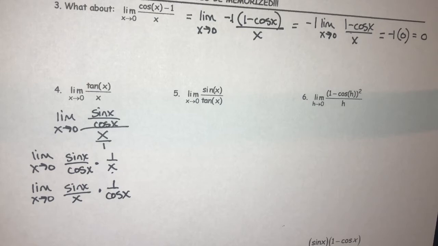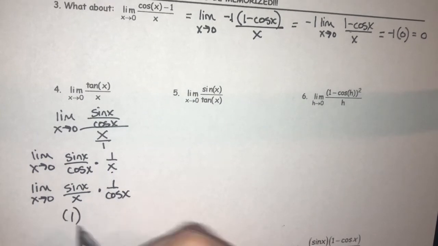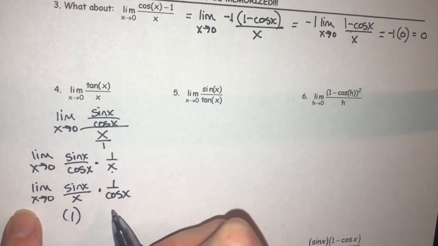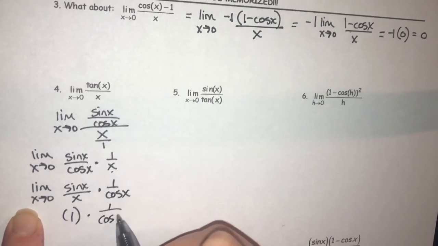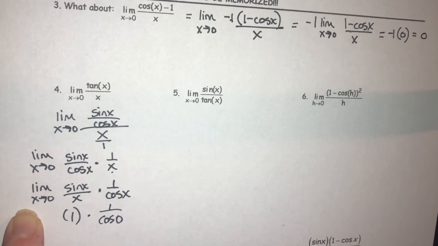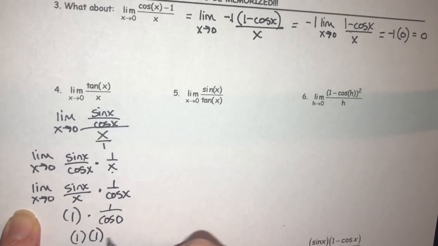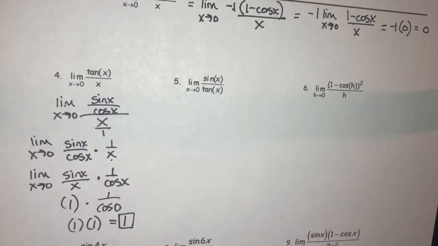Now, this first one is the one that we memorized. The limit as x approaches 0 of sine of x over x is 1. And then the other one I can actually do a direct substitution on, 1 over the cosine of 0, because the cosine of 0 is 1 from our unit circle. So 1 times 1 over 1, which is 1, equals 1. Beautiful.